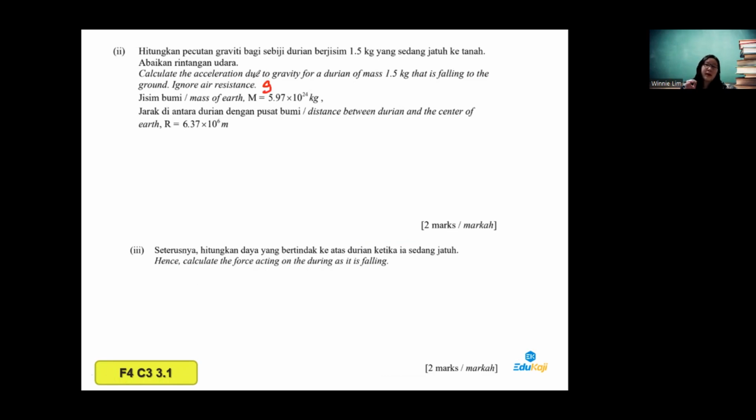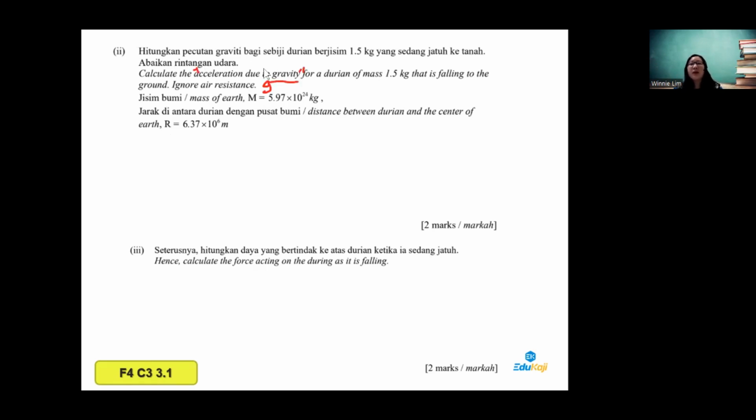Nowadays, they do give you a formula list, but they don't really specify clearly what g is, what F is, in full terms, like gravitational acceleration. They just give you the symbol. That's why it is so important for you all to know what each term refers to. Get it? If you assume this is F, then it's wrong already.